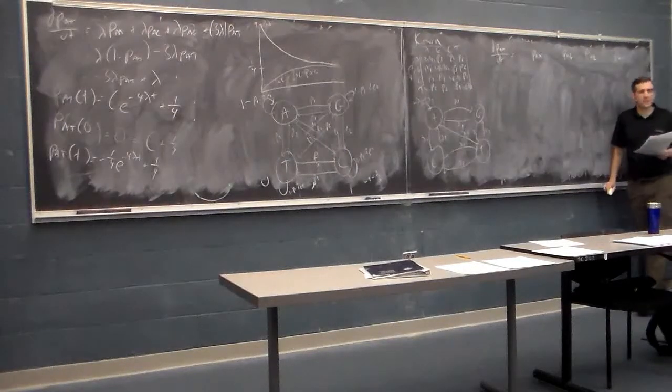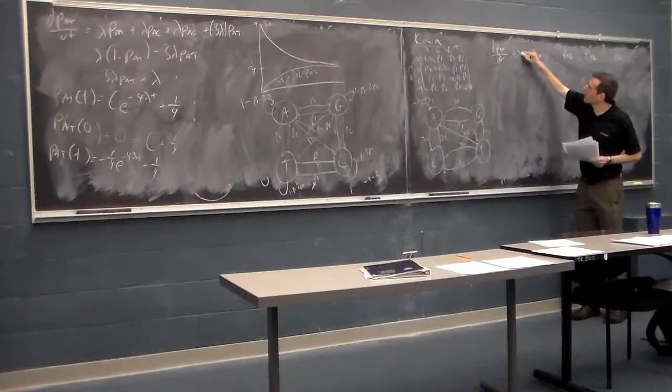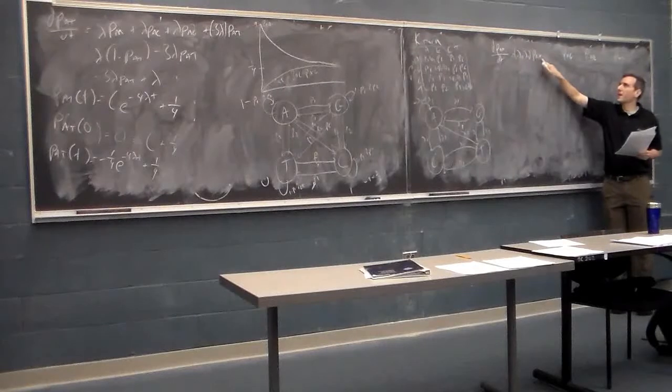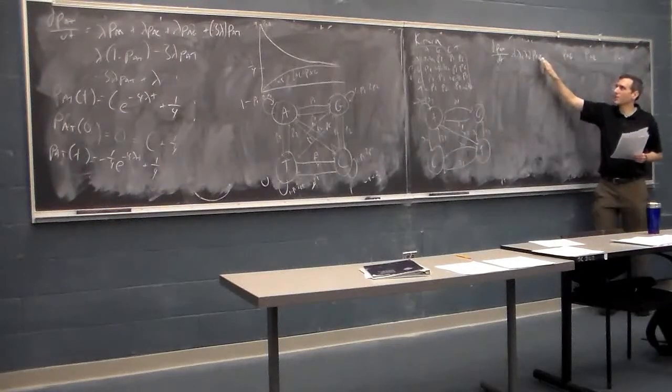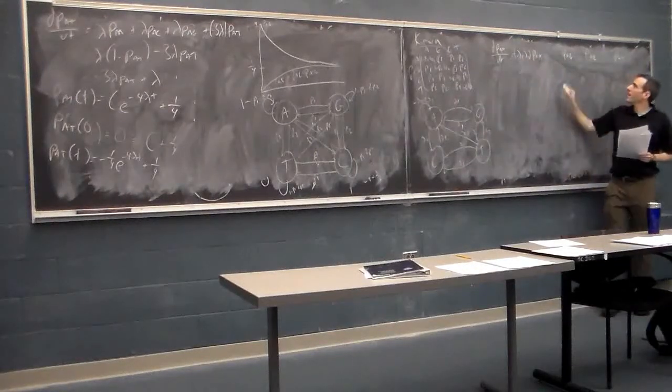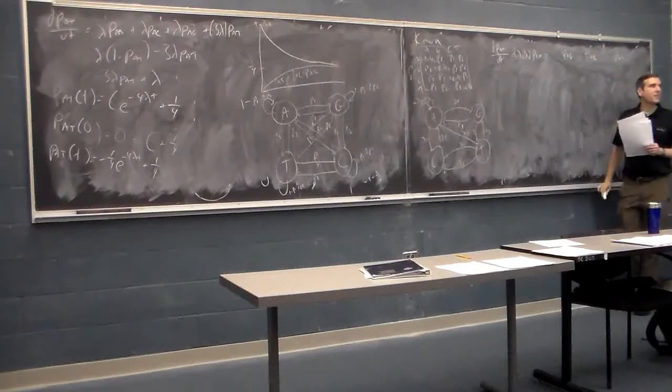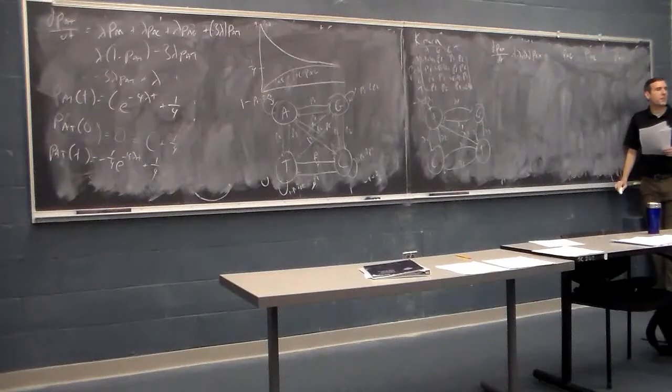Minus lambda 1, minus lambda 2. So it's the probability we've moved from A to A times the rate of transition from A to A. And what would that be? Yeah, minus 2 lambda 2. And what would the coefficient of the PAG term be?